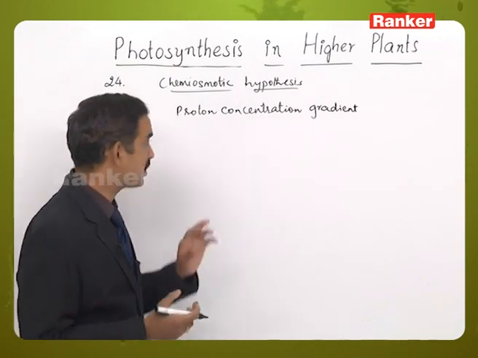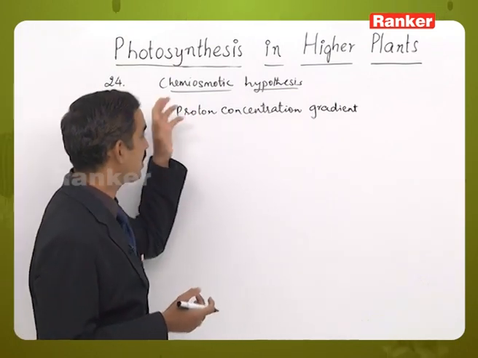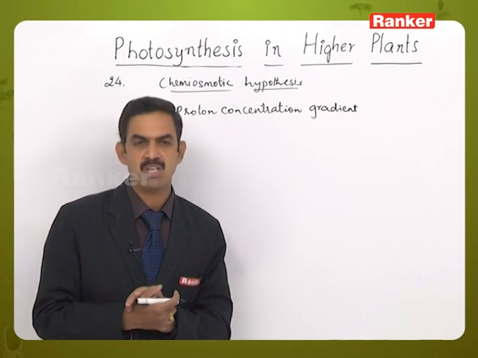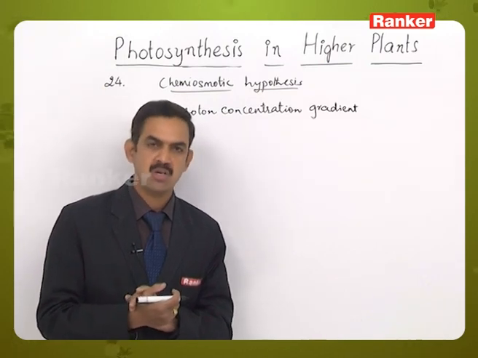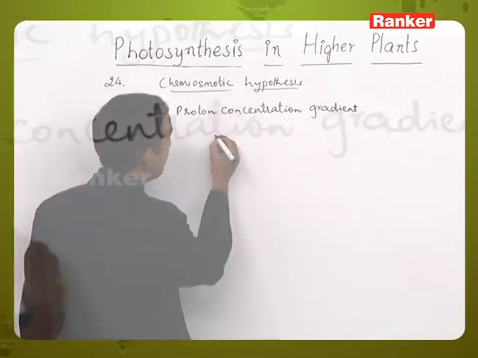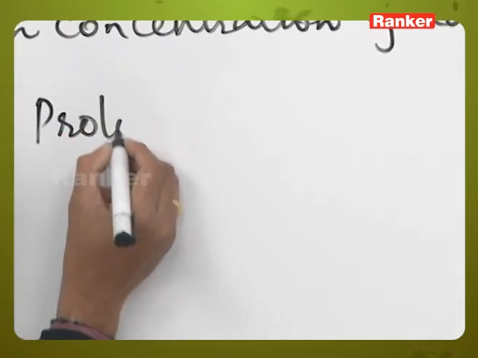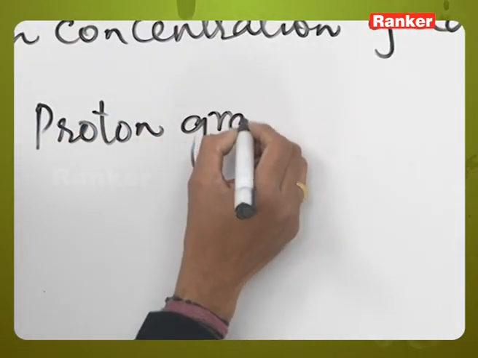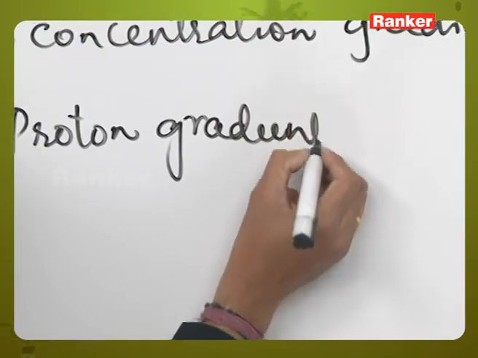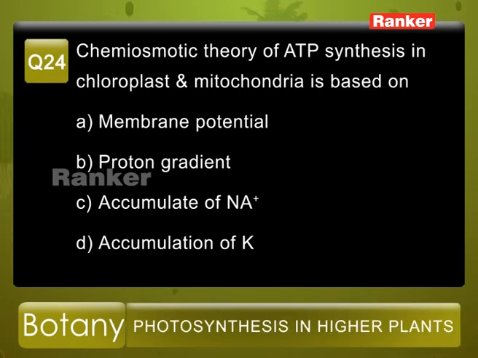But here the chemiosmotic hypothesis is nothing but the osmotic concentration increasing because of the accumulation of the protons on one side. That is what we call a proton gradient. So from the given options, option B is the correct answer.